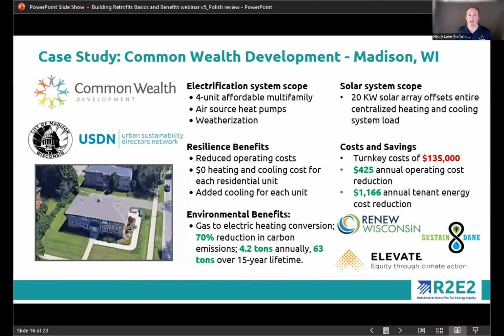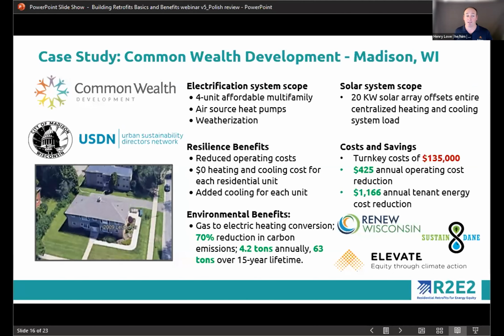The goal was to electrify a 4-unit affordable multifamily building and change out their existing heating systems to air source heat pumps and weatherize the building to make sure it had a really tight building shell and maximize the efficiency of the new heating system. Overall, the resilience benefit to the occupants was that it reduced overall operating costs and created a $0 bill for heating and cooling for each residential unit, because they master metered the building and eliminated the need for the tenants to pay for it.